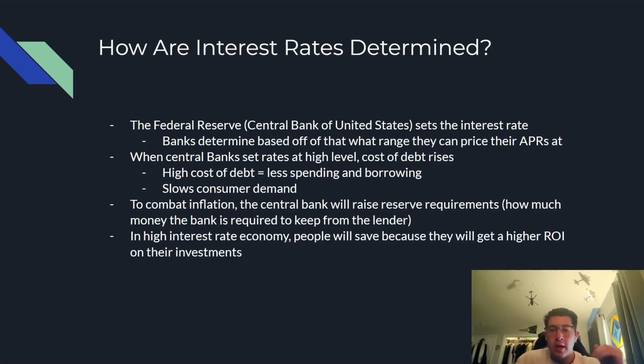And in a higher interest rate economy, people will save more because they want to get a higher return on their investment because the interest rates are higher, right? So higher APY. And they also want to not spend as much because the interest rates on loans are also going to be higher, right? So why would you want to take out a loan with a high interest rate when you could put it in and get a high interest rate back on your money?